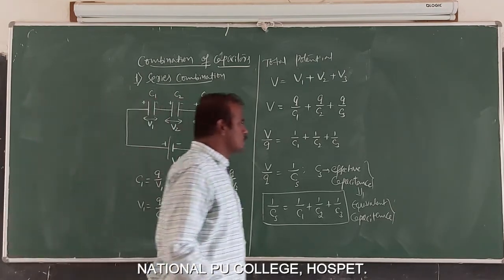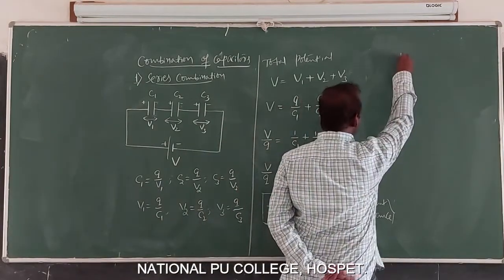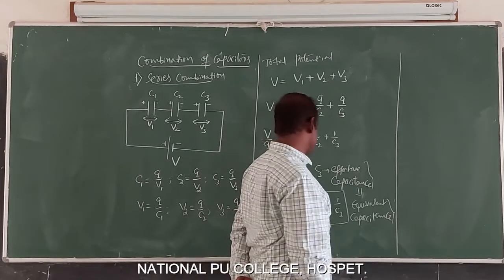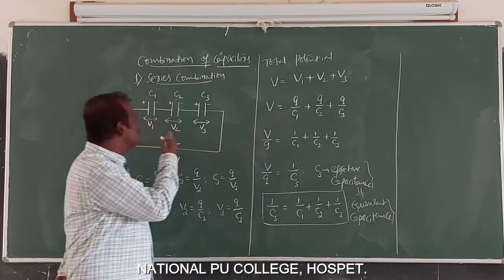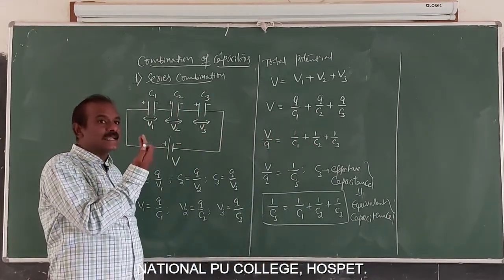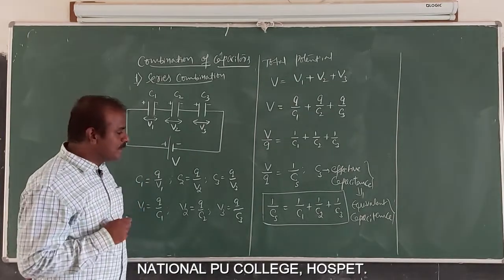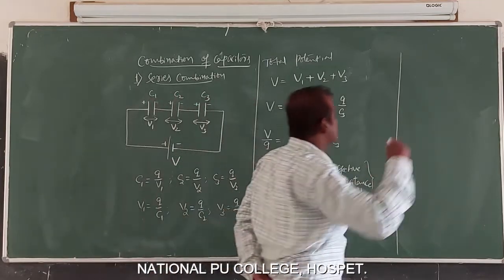Well, now you can also notice the important characteristics of series combination, students. Suppose C1, C2, C3 are identical, assume that all capacitors have identical capacitance, then the formula will change like this.